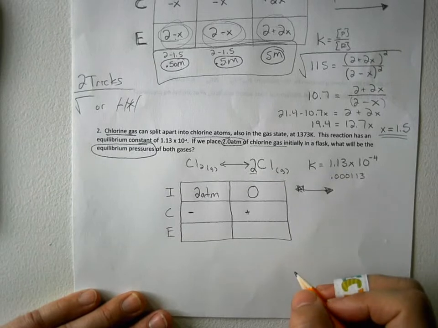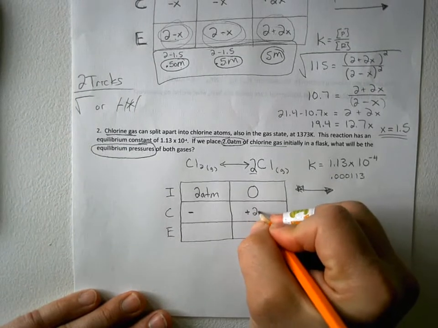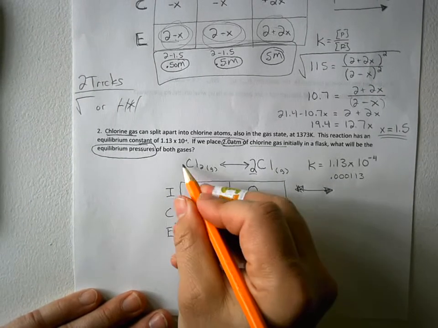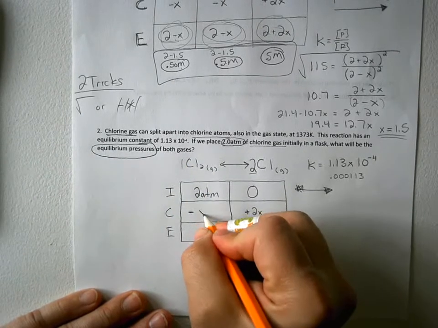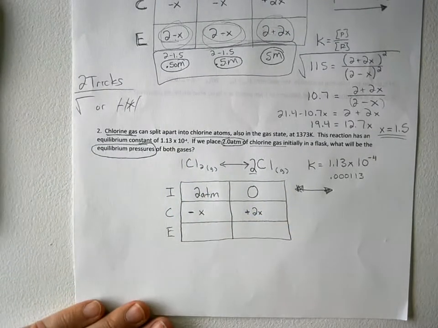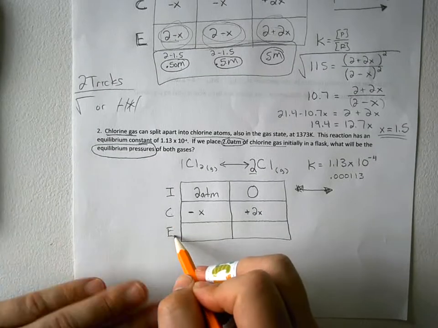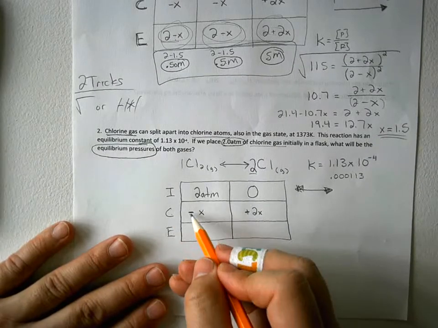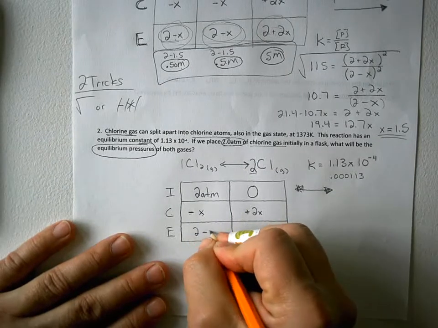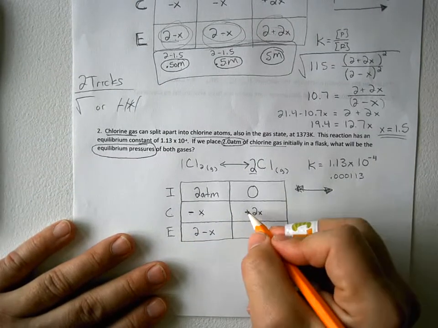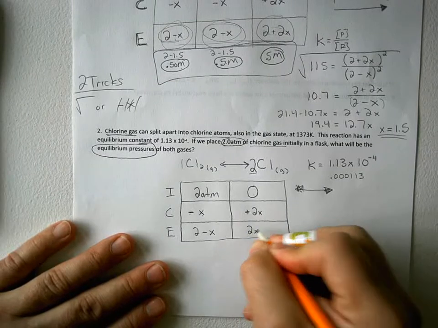Okay, now what's this coefficient here? Since we have a 2 there, this would be going up by 2x. And since this is a 1 here, it's going down by negative x, or minus x. So now we know the change in concentrations. What are the equilibrium concentrations? 2 minus x is just that, 2 minus x. Now 0 plus 2x is 2x.